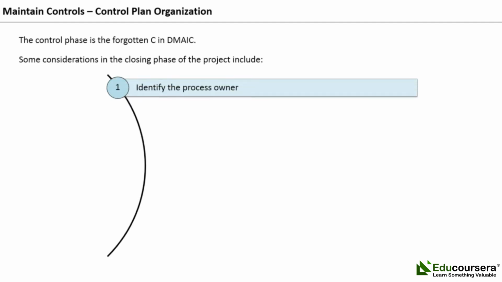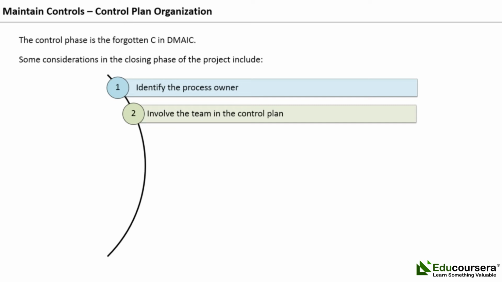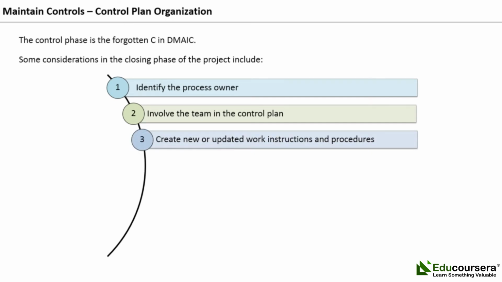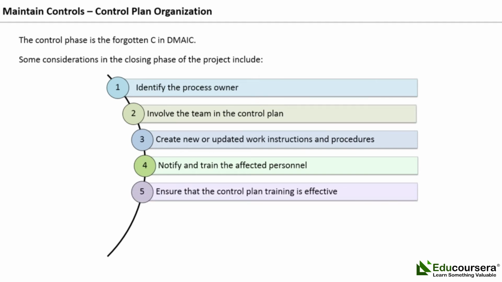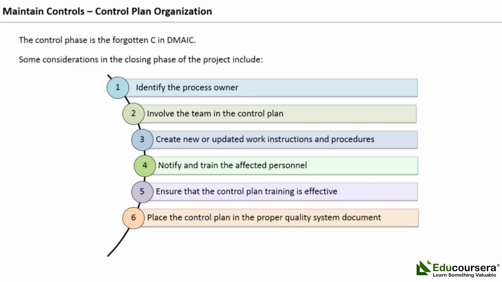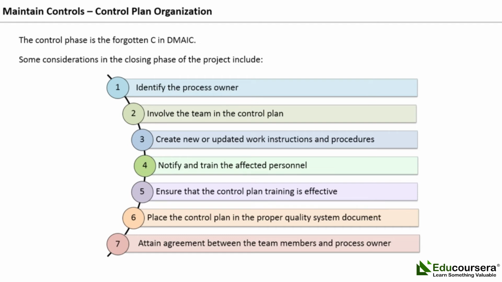Identify the process owner, involve the team in the control plan, create new or updated work instructions and procedures, notify and train the affected personnel, ensure that the control plan training is effective, place the control plan in the proper quality system document, attain agreement between the team members and process owner.